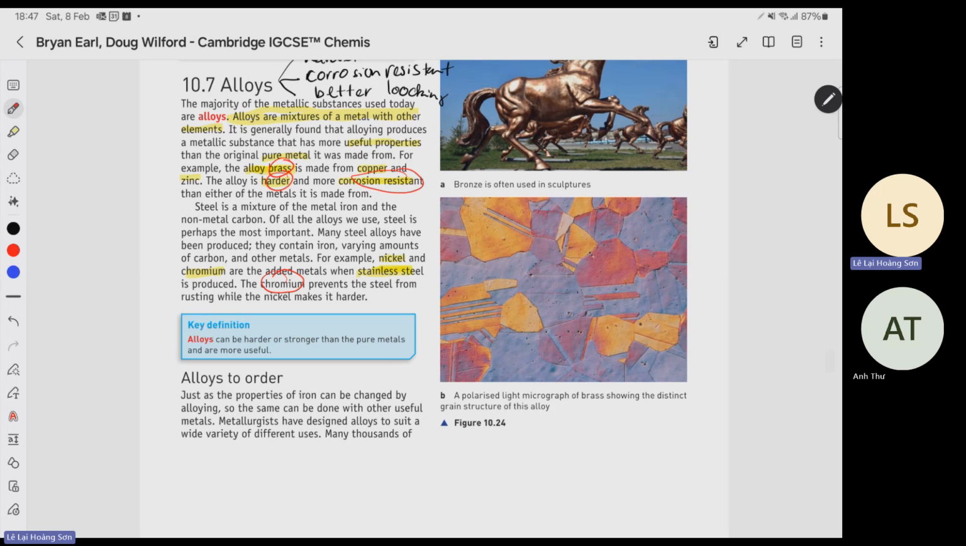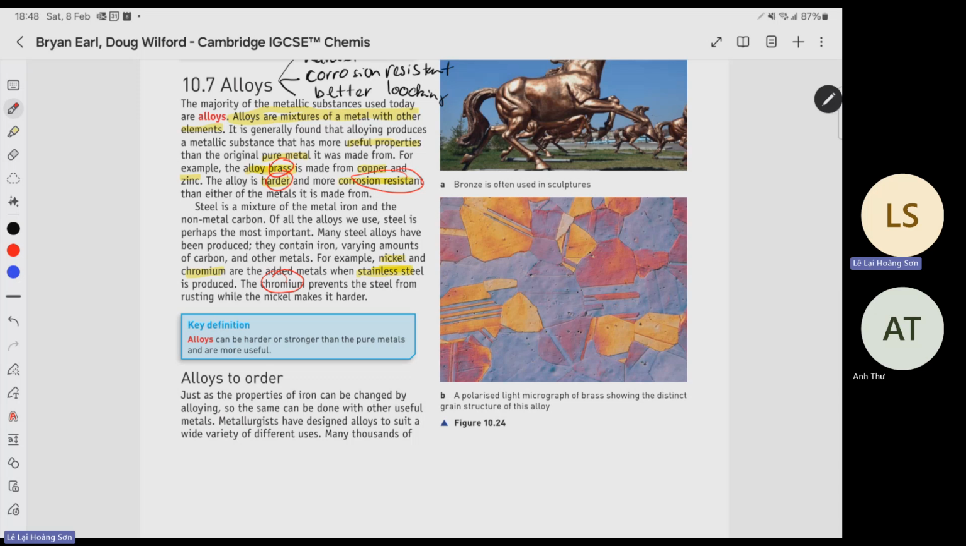I may also ask what are the metals that we add to iron to make stainless steel? They are going to be chromium and nickel. And what are the uses for these two metals, right? Okay. Moving on, we have alloy to order.